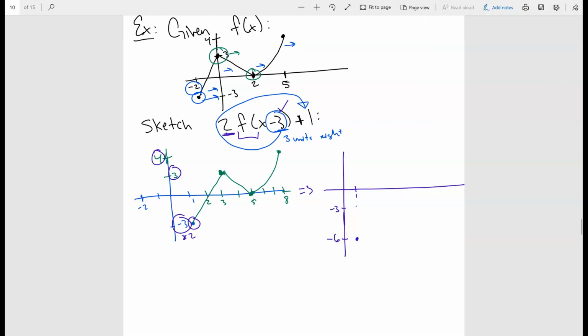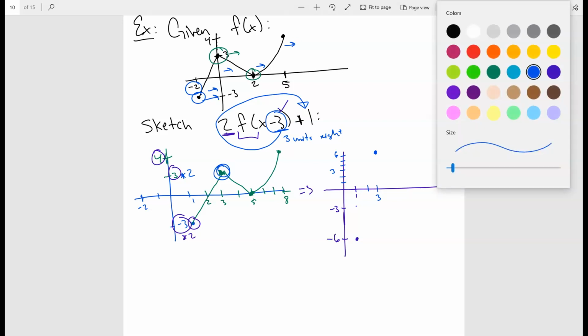The next point is going to be this guy, which was at 3, 3. Okay, so it was at 3, 3. This 3, I'm going to multiply by 2, which means I'm going to stretch it all the way up to 6. 1, 2, 3, 4, 5, 6. So instead of 3, 3, now it's going to be at 3, 6. So all the way up there now. Okay, so it's stretched significantly.